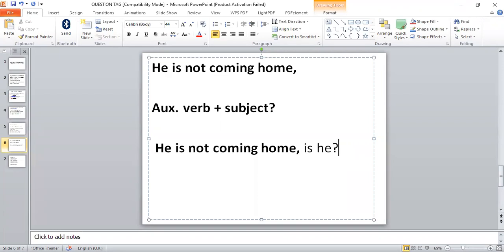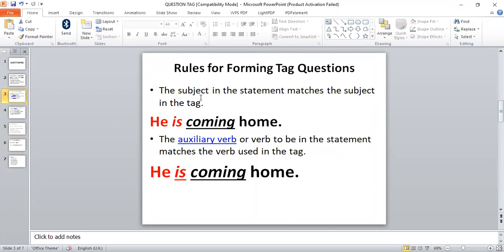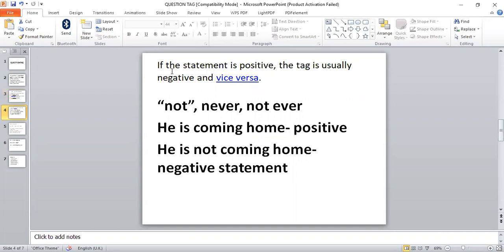With this that we have done now, we've been able to form a question tag going by the rules and following the rules from the first letter to the last letter. Remember, the first rule states that the subject in the statement matches the subject in the tag. The second one states that the auxiliary verb or the verb to be in the statement matches the verb in the tag. And the third one says that if the statement is positive, the tag is usually negative.